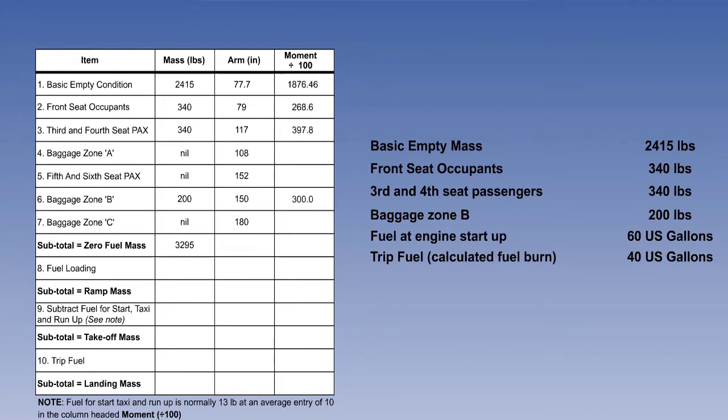Calculate the moment in rows 1, 2, 3 and 6 by multiplying each mass by its arm and dividing each one by the constant 100, and enter the result in the moment divided by 100 column. We can now total the moment column, giving the zero fuel mass moment.